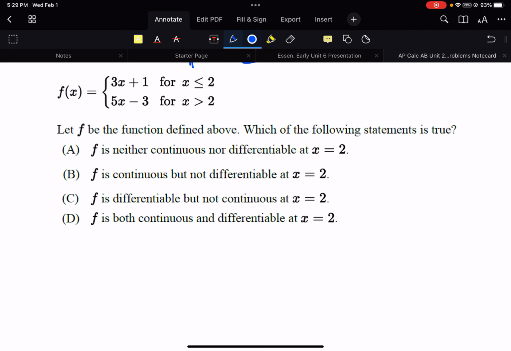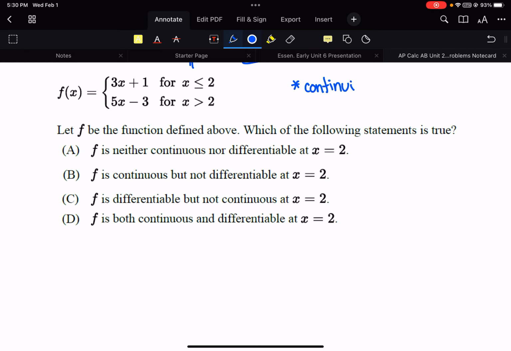Alright, let's look at some piecewise functions. If f of x equals that nice piecewise function, we're going to let f be defined as above, which of the following statements is true. And they're all statements about continuity and differentiability. So let's start by figuring out if it's continuous. So remember that continuity is a prerequisite for differentiability. That's an important thing to remember.